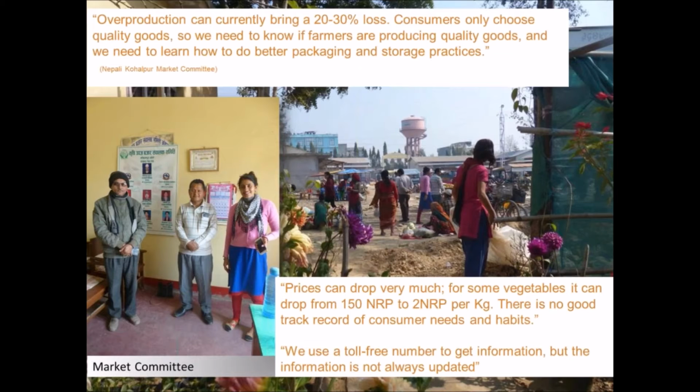Another thing that is really important is understanding the consumers' needs, so as to avoid bringing an excess of products to the market, which then leads to prices that can drop very much. So the same vegetable price can drop from 150 Nepalese rupees all the way down to 2 Nepalese rupees per kilogram, and that is a big loss.